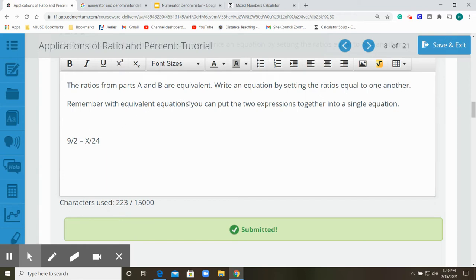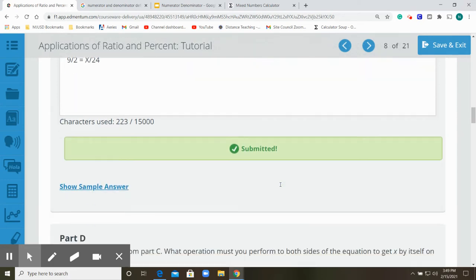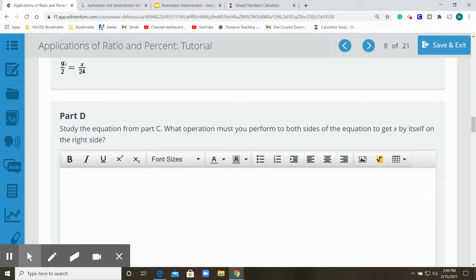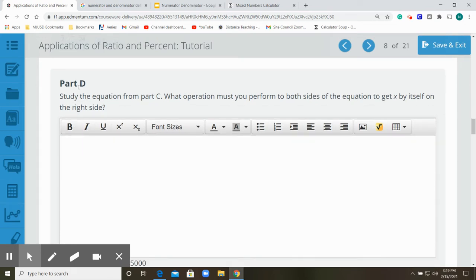Remember, with equivalent equations, you can put the 2 expressions together into a single equation. So this was the initial expression, and this is the second expression. And then we set them to be equal to each other. And you can check your answer. 9/2 equals X over 24. So study the equation from part C.